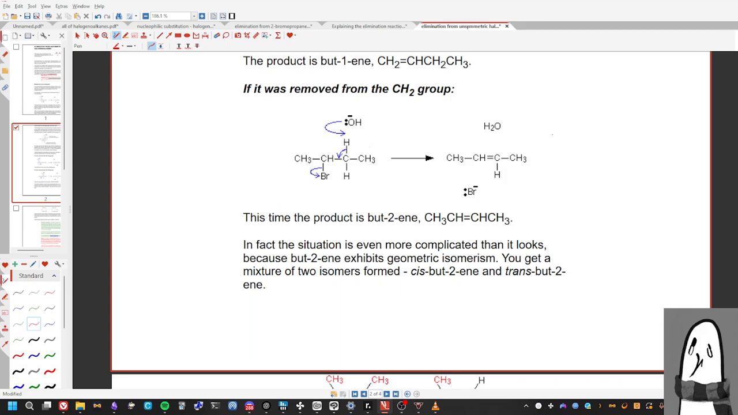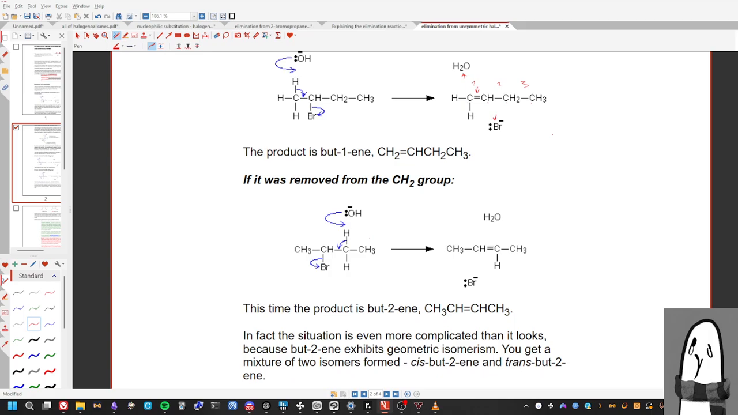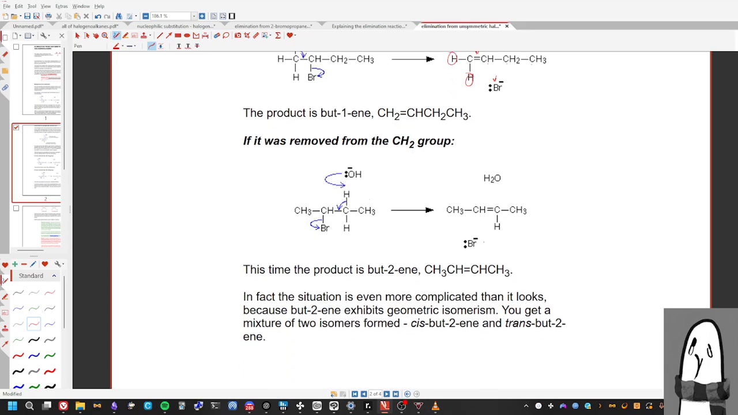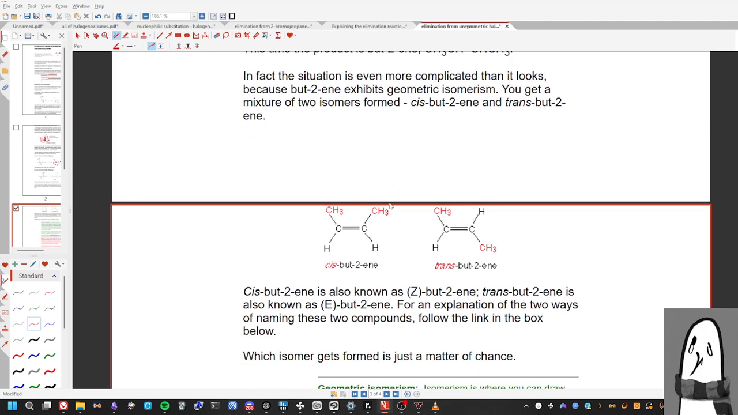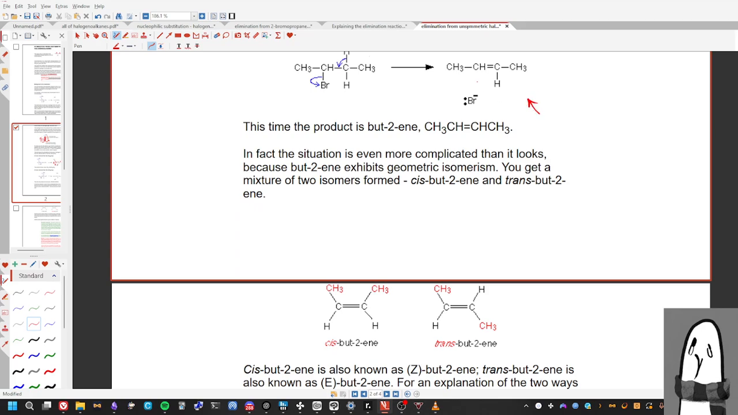In fact, the situation is even more complicated than it looks, because but-2-ene exhibits geometric isomerism. Because it's in the middle, yeah? Over here, H and H is the same. Because of the pi bond, you can have rotation, so you can get a cis but-2-ene or trans but-2-ene, which they're showing. Remember, look at the original one over here. You're having a C double bond, your H is on one end and your CH3 is on one end. In this case, this connects to a C, which is connected to one H and one CH3.